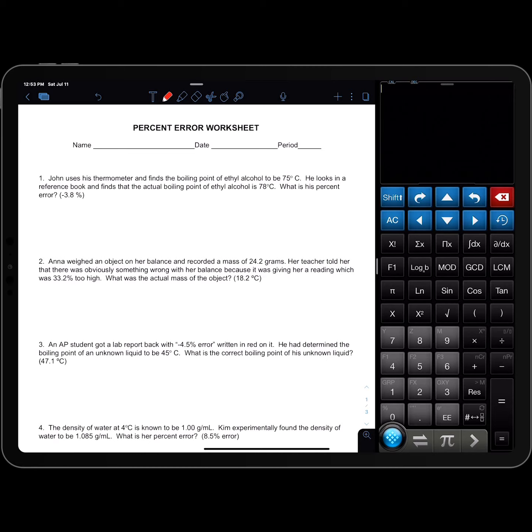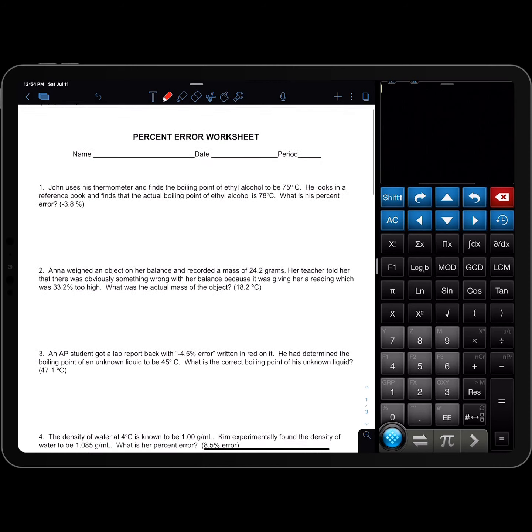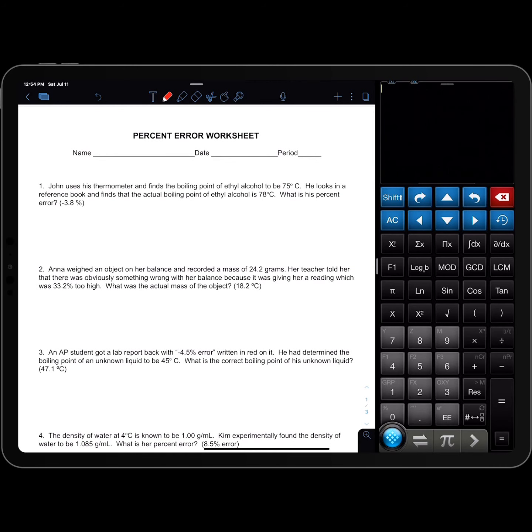So our percent error, we need to have the formula written down. If you have taken my suggestion and started a formula sheet, you're going to know that anything dealing with percent error, you have your measurement minus the actual divided by the actual times 100. That's going to give you your percent error.